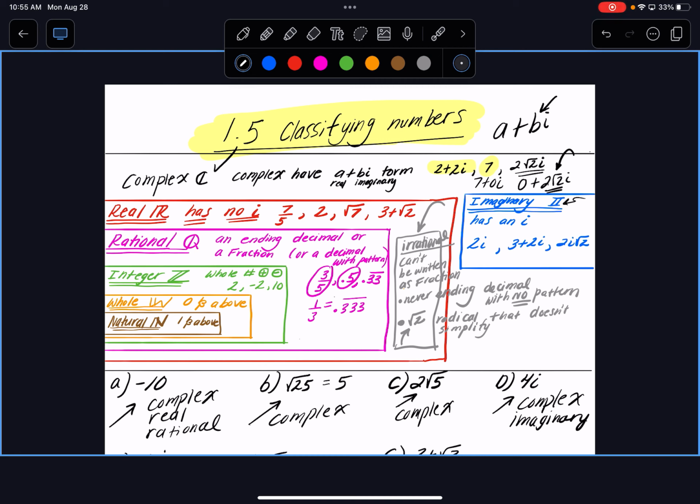So if it's rational, then it can also be considered an integer. So notice the green thing. Integer is a whole number. It can be positive or negative. So within rational, if it's rational, it's a whole number or fraction. If you see that it is a rational, you would check: is it a positive or negative whole number? If so, it's called an integer.